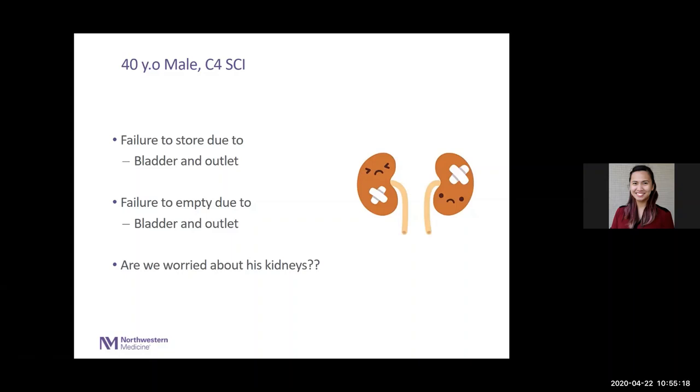The bladder is having these huge high pressure contractions, his outlet, well, not really due to the outlet, sorry, that's wrong. Take that off there, sorry. And his failure to empty is due to his bladder and outlet. He can't volitionally void, so he has failure to empty due to that. But when he does have a contraction, he has dyssynergia, so that's pretty bad external sphincter dyssynergia going on. And are we worried about his kidneys? Well, you can see by the unhappy kidney picture, absolutely.